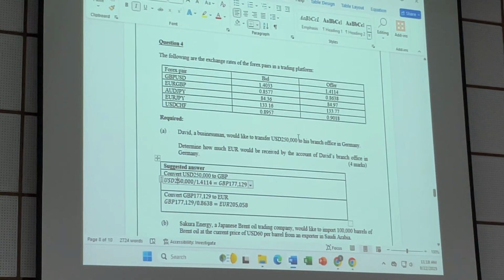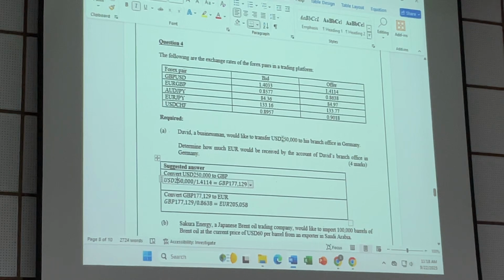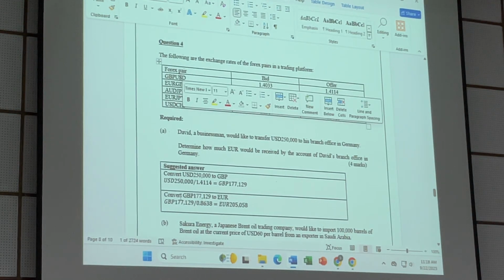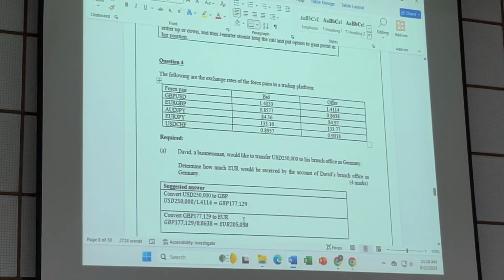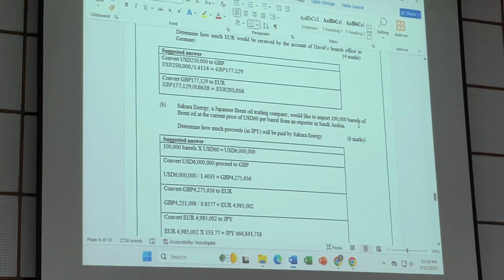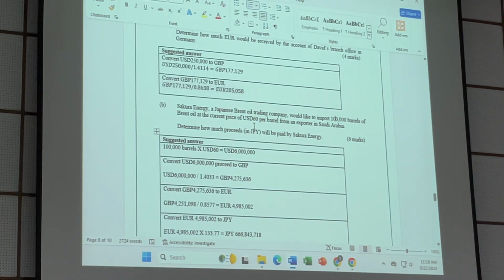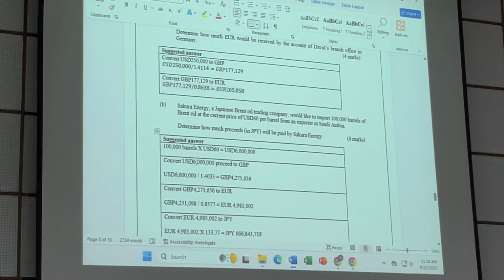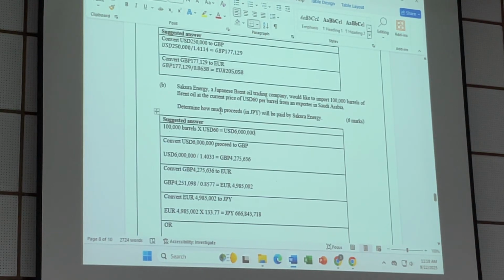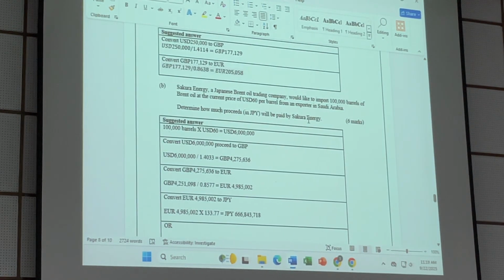Then this is the base, quoted currency on the right-hand side. For the quoted currency we use divide. And this one is pound, also a quoted currency, so we use divide. Okay, then we get the answer. Okay, so this one 100,000 barrels, $60 per barrel, so the total is 6 million US dollars. Then convert first. How much will be paid by Sakura Energy?